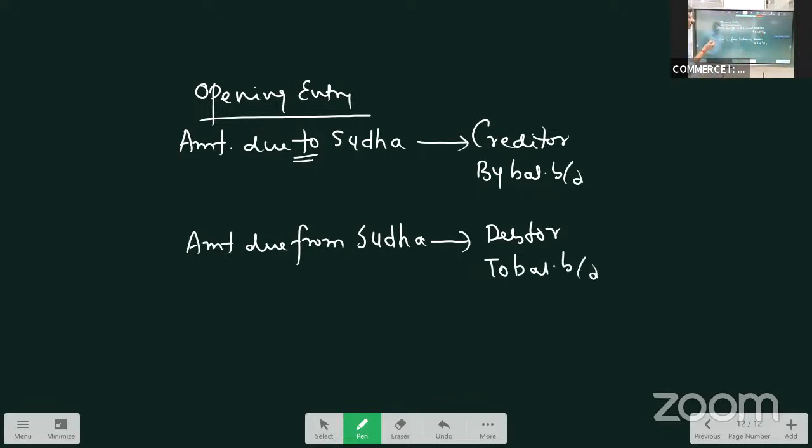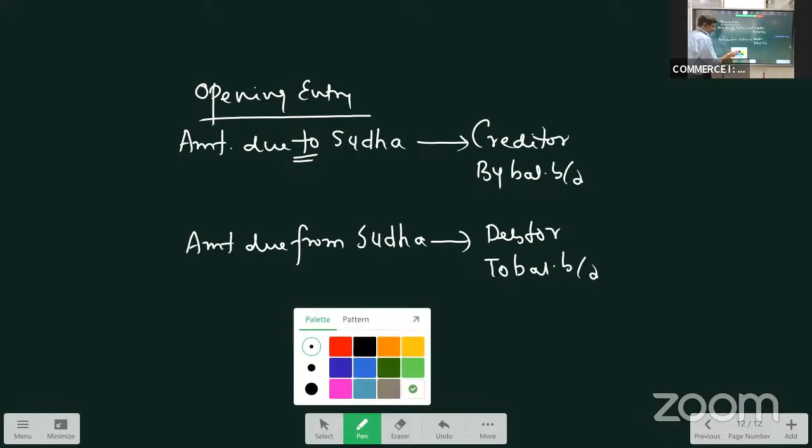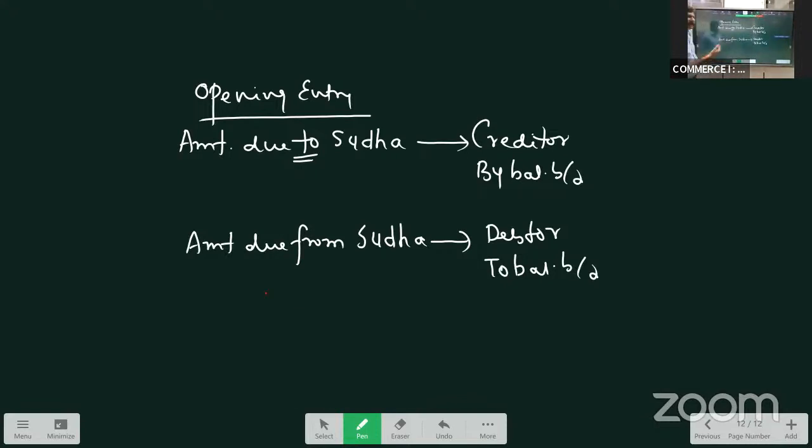Right? Or there is one shortcut you can apply. If you don't understand this debit and credit, you can take a shortcut. If it is given as amount due to, write it on the by side. By is credit side. To is given, write it on the by side. From is given, write it on the to side. You remember this? Due to is given, write it on the by side. By side is credit side. From is given, write it on the to side. Okay. So let us see how it works.